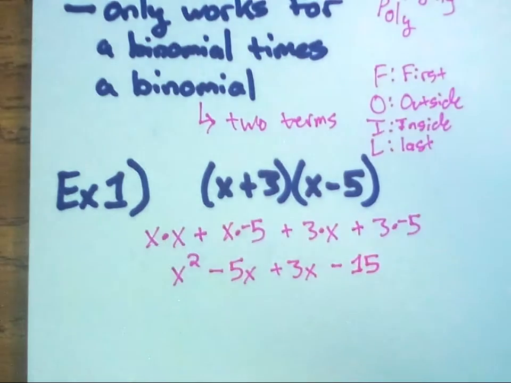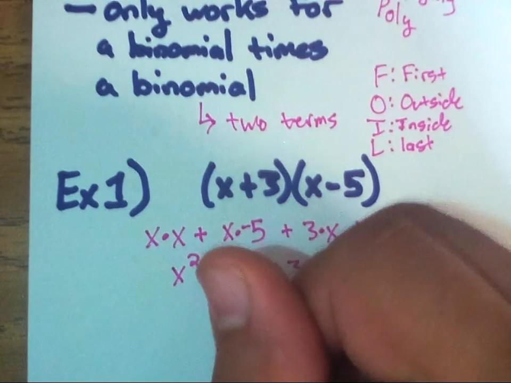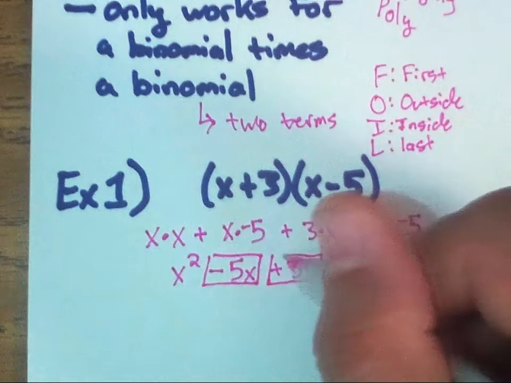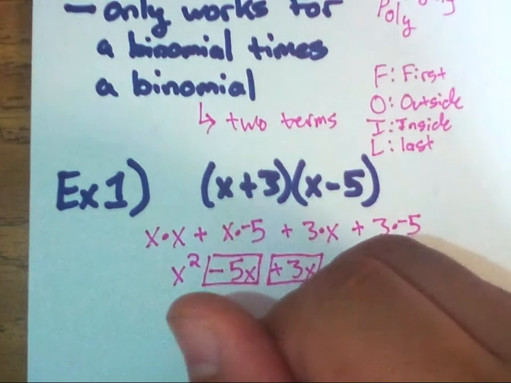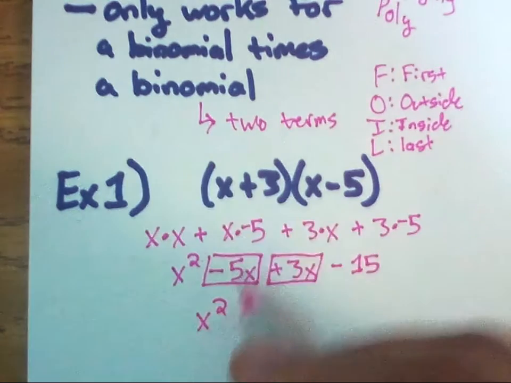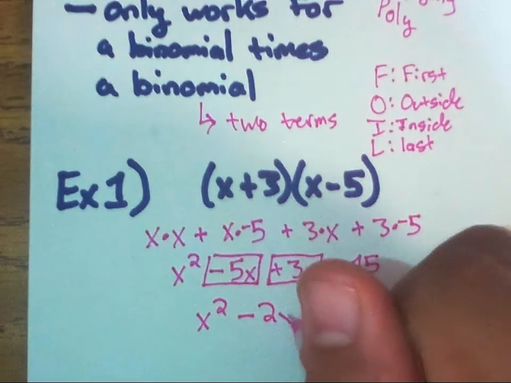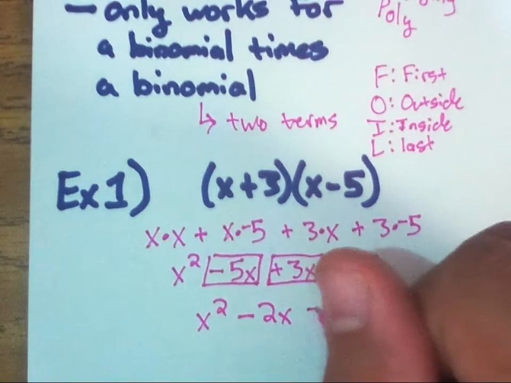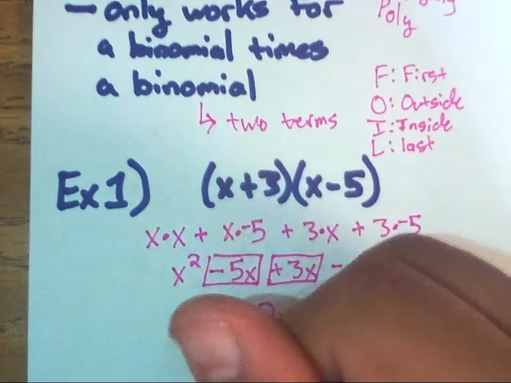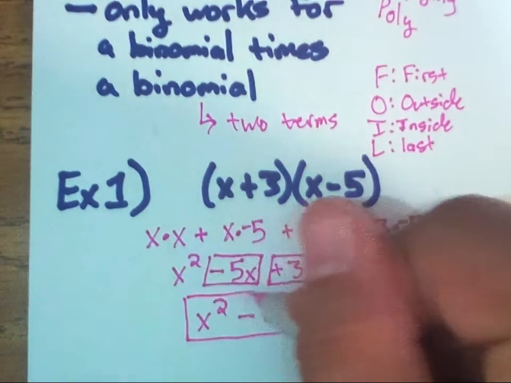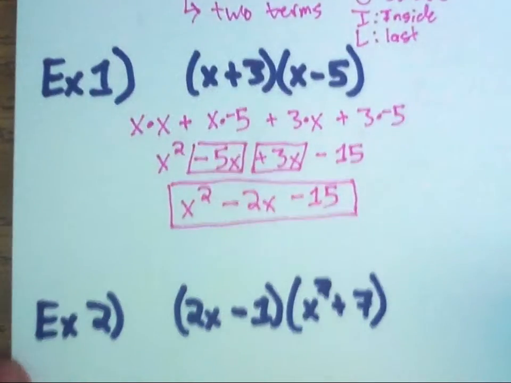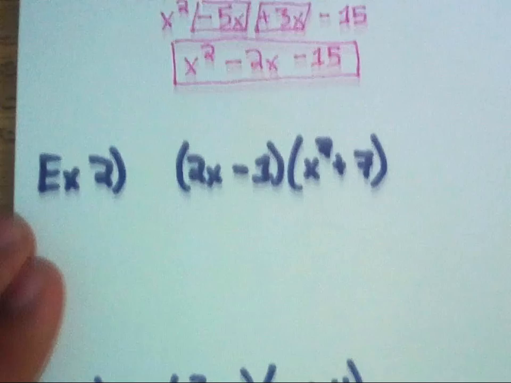And you always want to look to see if there are like terms you can combine. For instance, I can see that I have minus 5x and positive 3x. When I combine those together, I'm going to get x squared from before, minus 2x, because they have the same last name, we're just combining them, minus 15. And that is how you FOIL. Now, it's not always going to be that easy, but for the most part, it's really all we expect you to do. Let's take a look at a little more challenging example.